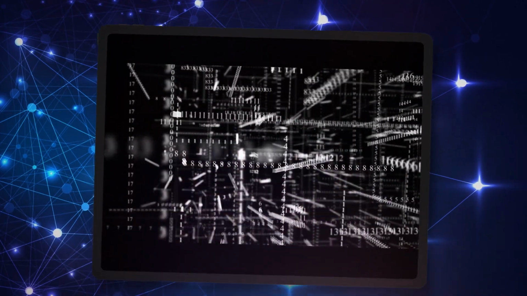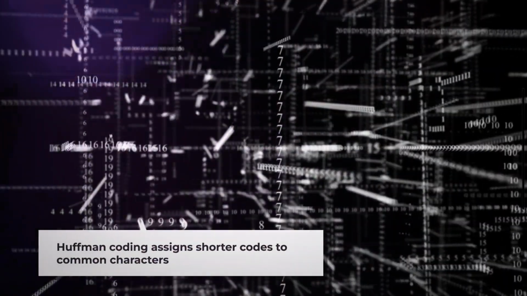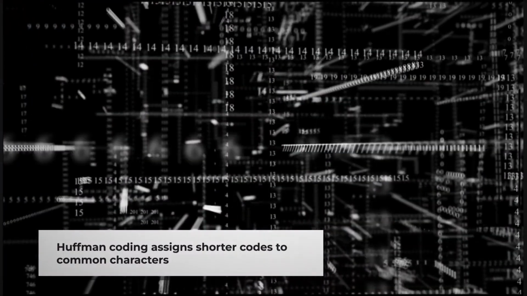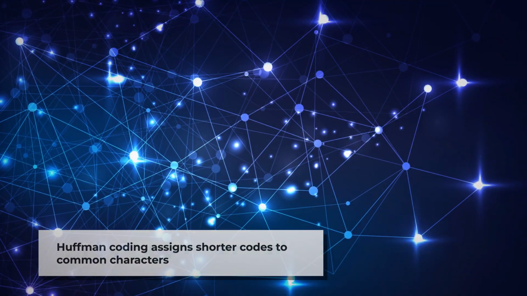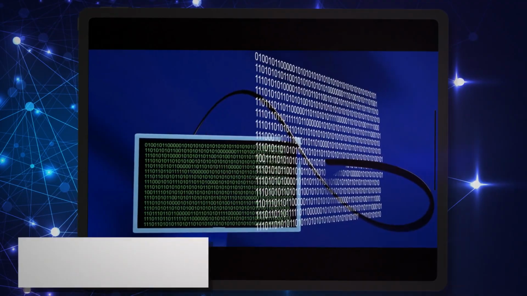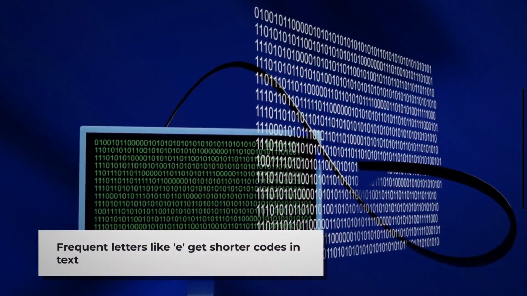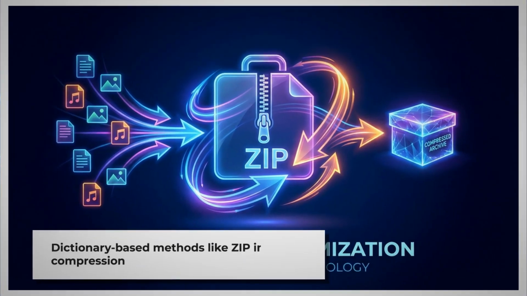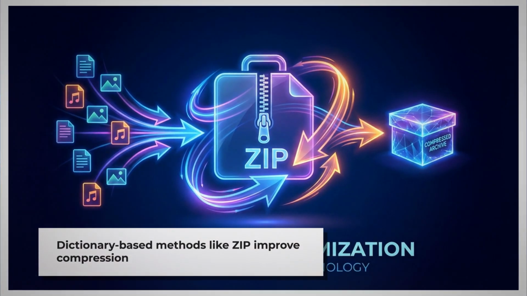One popular lossless technique is Huffman coding, which assigns shorter codes to frequently occurring characters and longer codes to rare ones. For instance, in English text, the letter E appears more often than Z, so E receives a shorter code. This simple yet powerful approach can reduce file sizes by 20 to 50%.